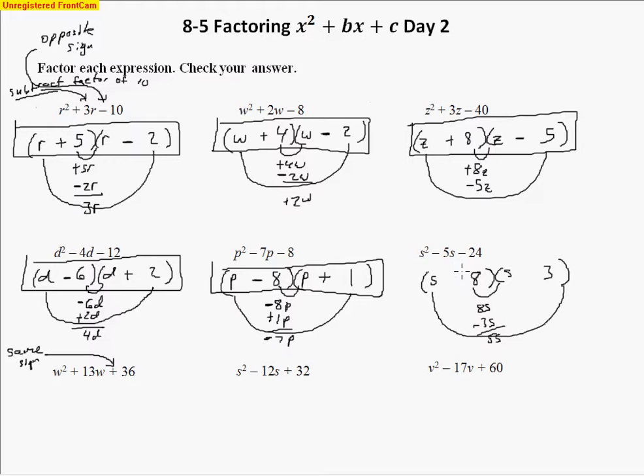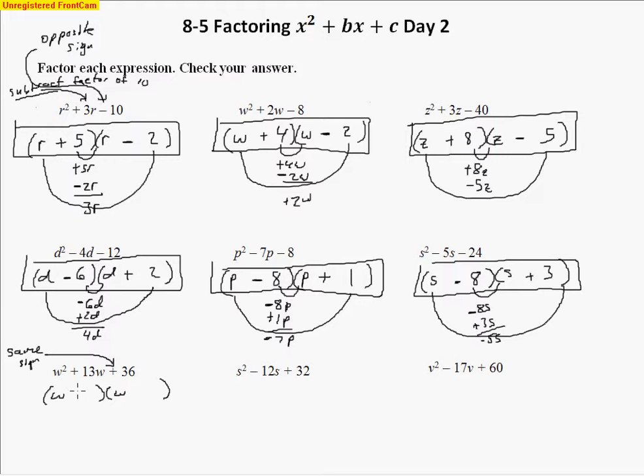Now, in order to make it a negative 5, I'm going to make 3 positive and 8 negative, and that will work out. That'll give us a negative 5s. And so looking at these, now these are different though because we have a plus sign. So we always have to look at that last digit sign to determine what we're going to do, whether we're going to add or subtract the outer and inner terms.